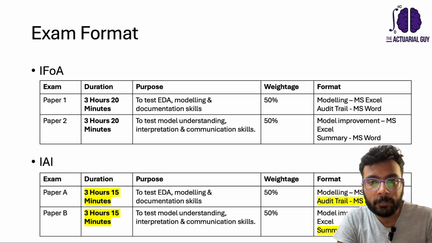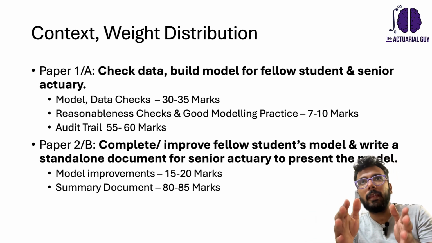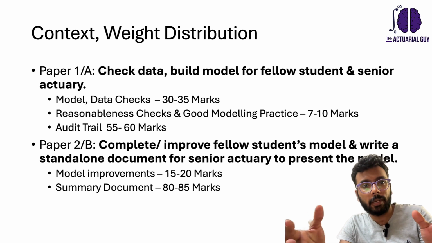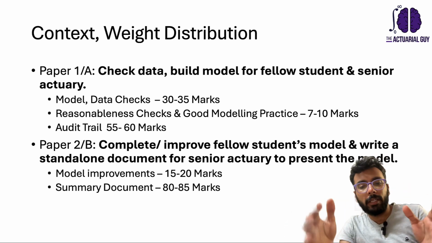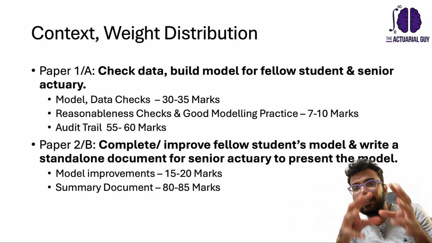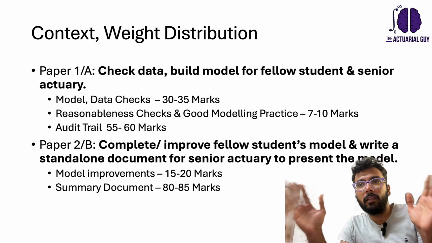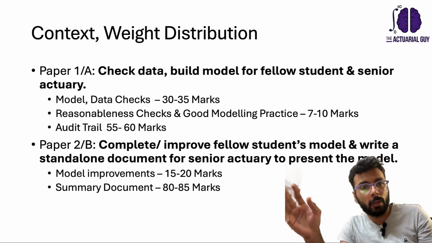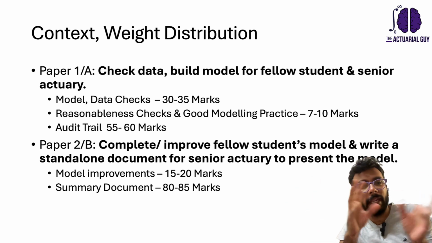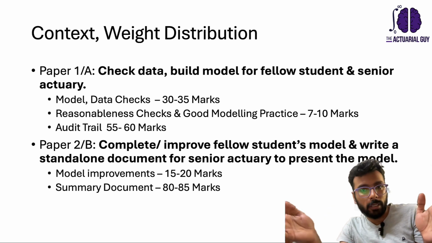That is the idea. Okay, now let's talk about the context and the weight distribution. So firstly, I would like to talk about what is the context in which you are writing the exam, right? So what they would typically tell you under paper A or paper 1 is, look, this is the data, this is the modeling scenario, this is the model we need. Firstly, you need to check the data, see if everything looks fine. Then you need to make adjustments to the data if needed, clean it up, and then build a model on top of it.